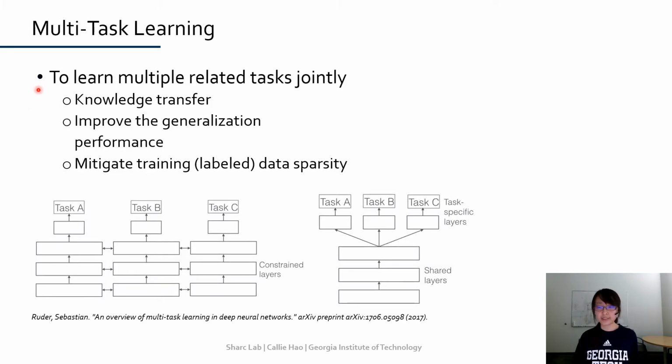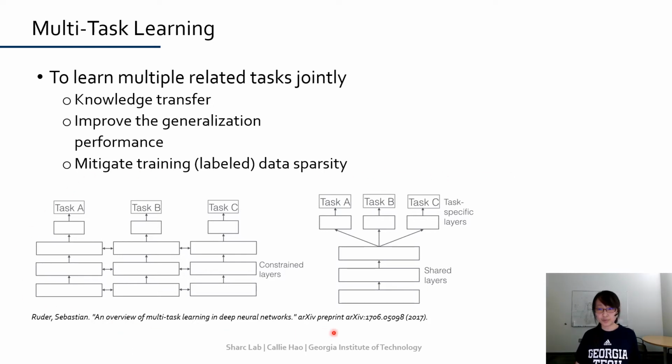So multitask learning is to learn multiple related tasks jointly to enable knowledge transfer, to improve generalization performance, or to mitigate training data sparsity. For example, we have one task with very scarce label data and another task has sufficient data. So maybe we can borrow some knowledge learned from that task and use that to train this one. So this is why we're interested in multitask learning.